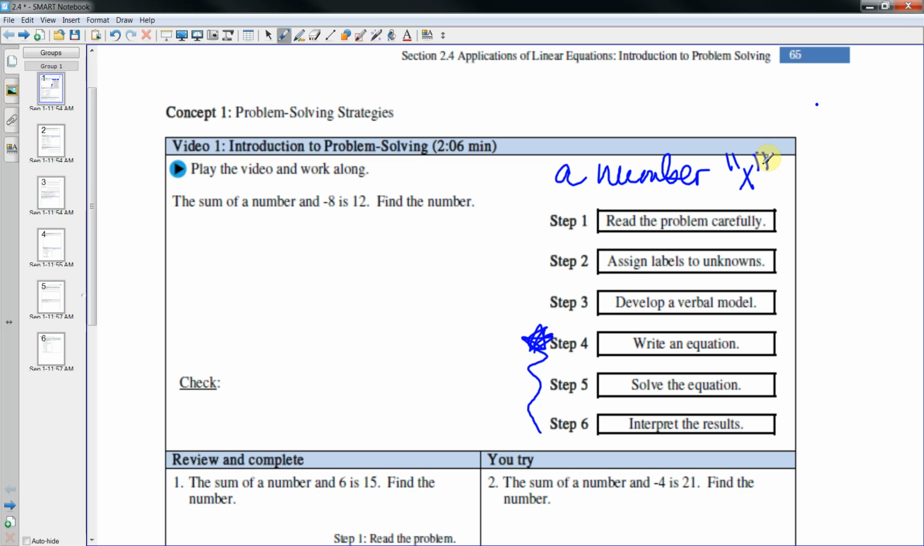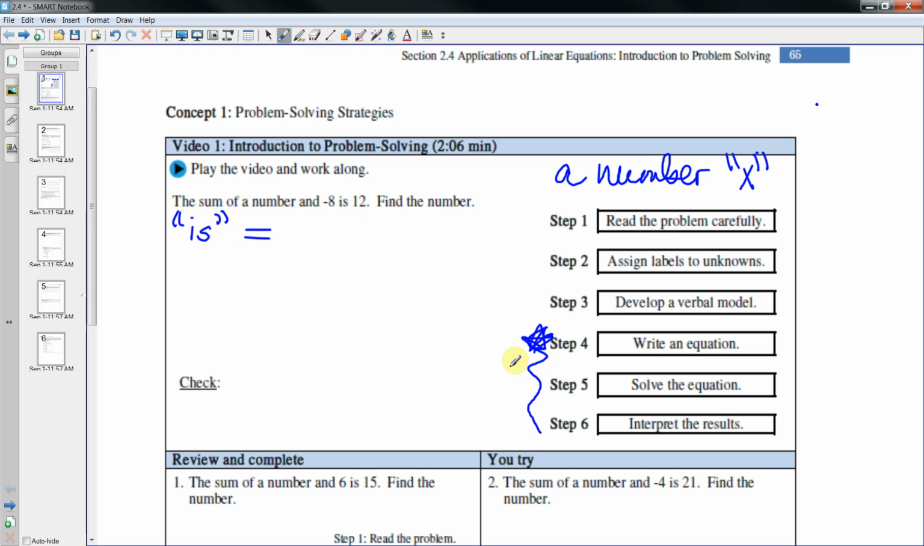So let's look at this first one. The sum of a number and negative 8 is 12. Always remember that "is" means equals. That's going to help us too. We're going to do some percent equations later on. That's going to be important too.